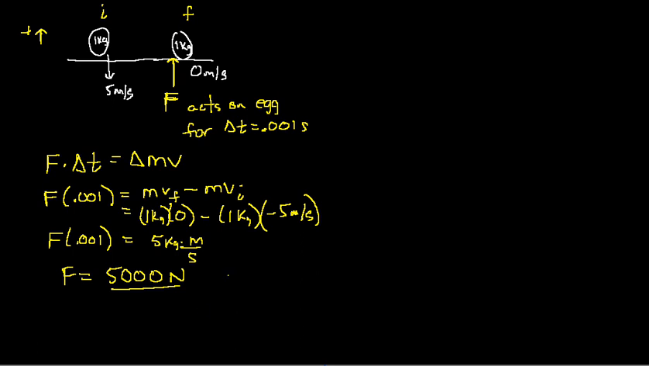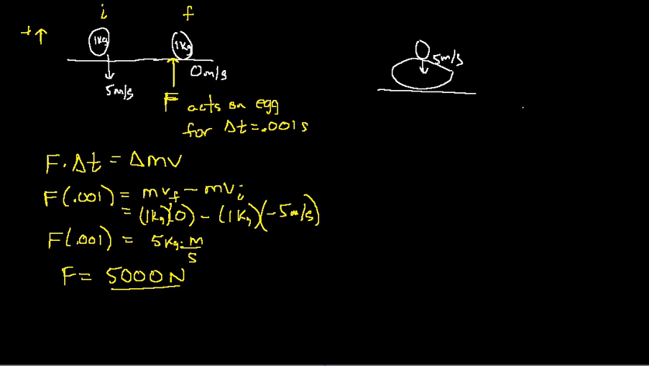Now let's see what would happen if we put a nice pillow on the floor, and here comes the egg, and just before it hits the pillow, it's going to be traveling at 5 meters per second.